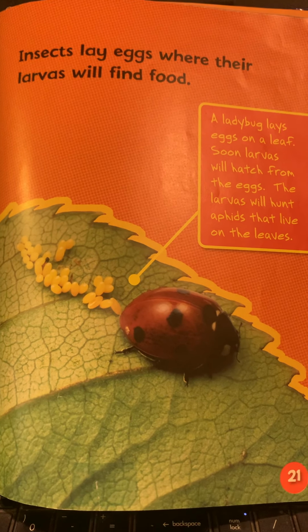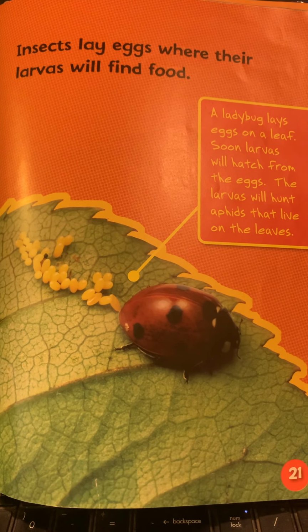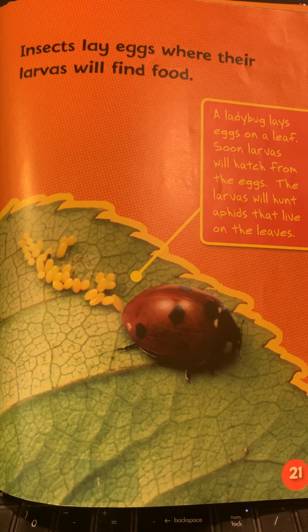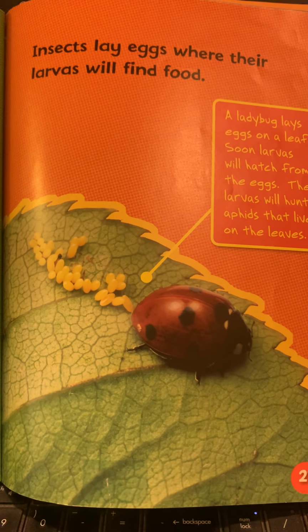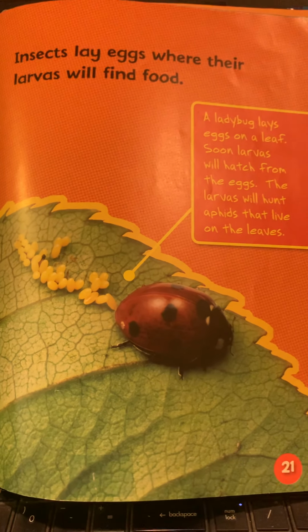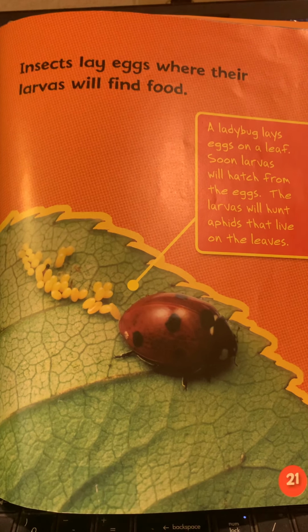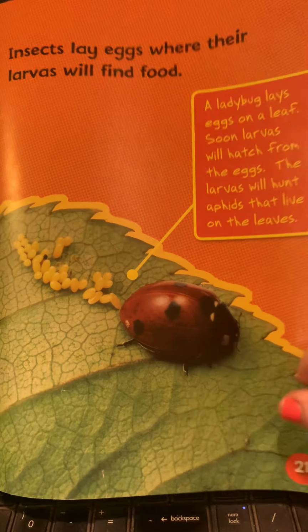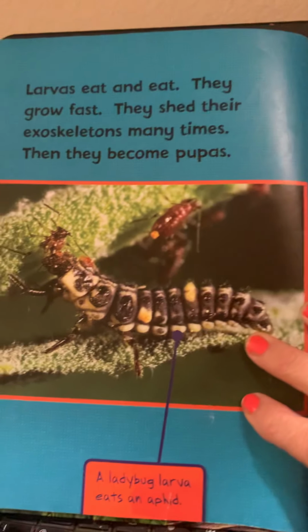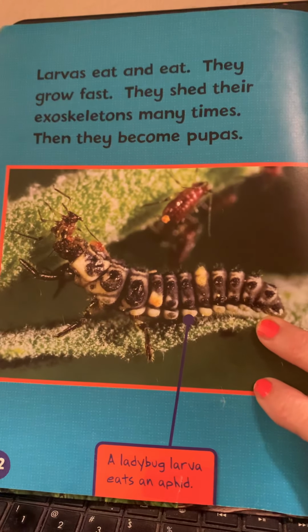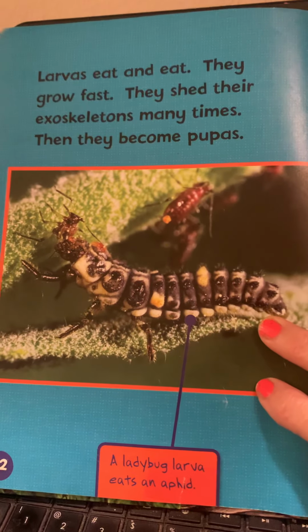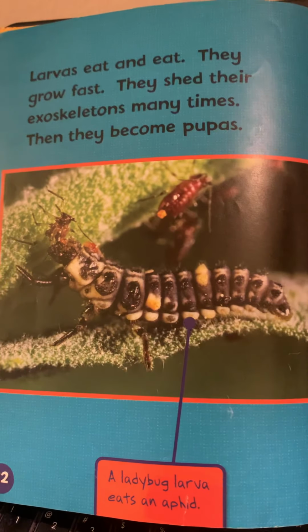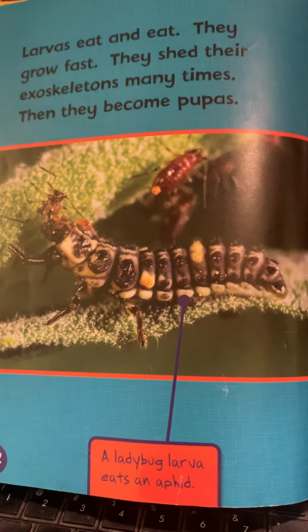This is a ladybug laying eggs on a leaf. Soon the larvae will hatch from the eggs. Do you think they're going to eat those leaves as they're growing? Maybe so. That's why the mother lays the eggs there, so they have food to eat. Larvae eat and eat. They eat all the time. They grow fast. They shed their skeleton many times, and then they become a pupa.